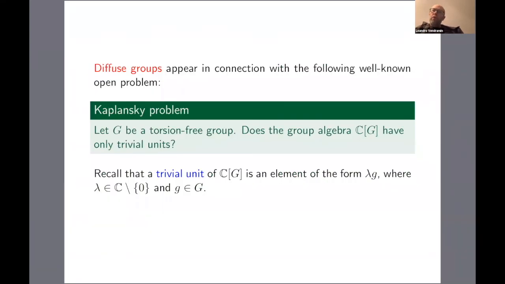Okay, let me explain what diffuse groups are. Diffuse groups appear in connection with the famous Kaplansky problem. This is the unit problem. Take any torsion-free group G and consider the complex group algebra of G. The question is whether this has only trivial units or not. What does it mean, a trivial unit? Well, a trivial unit is an element of the form lambda times g, where lambda is a non-zero complex number and g is just an element of the group. This is an open problem. Nobody knows if this is true or not, okay?